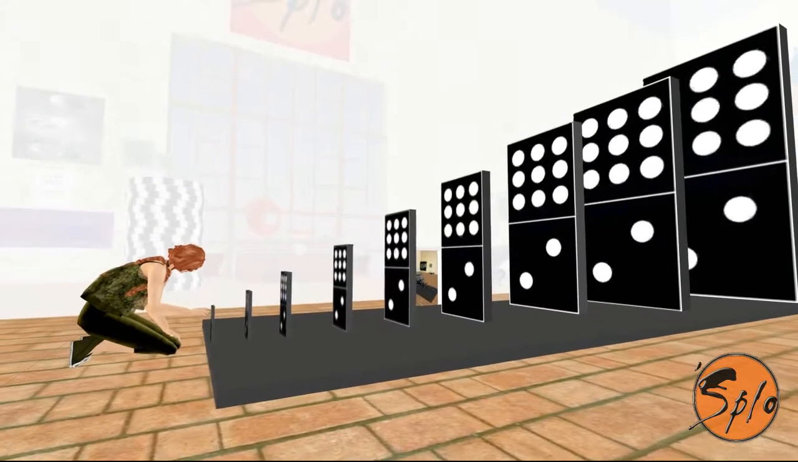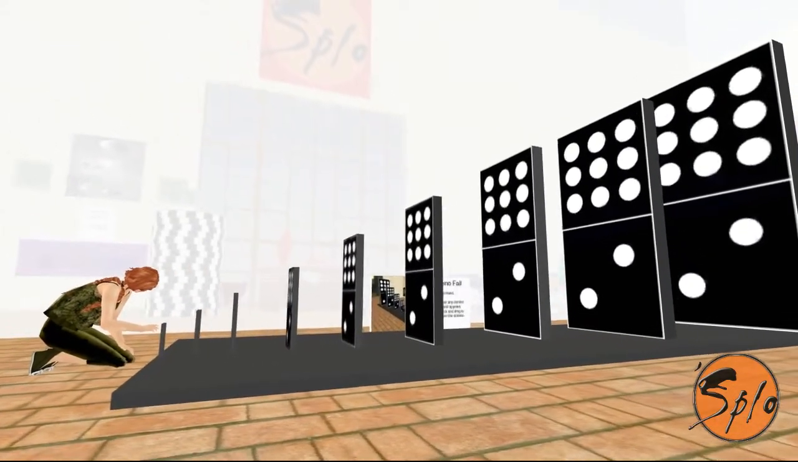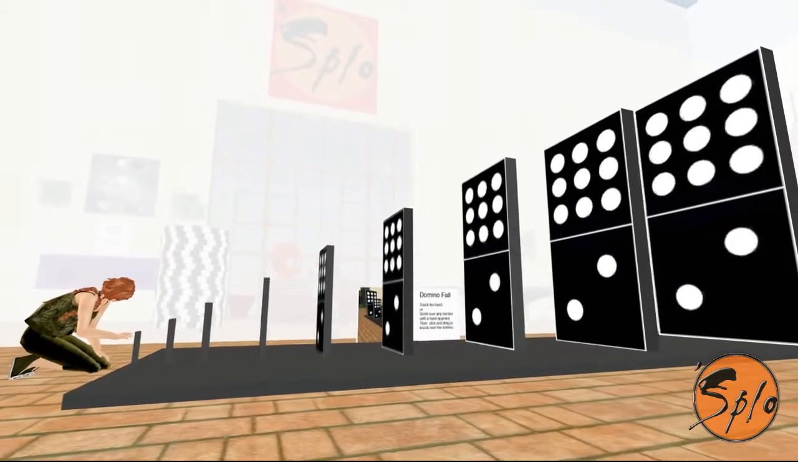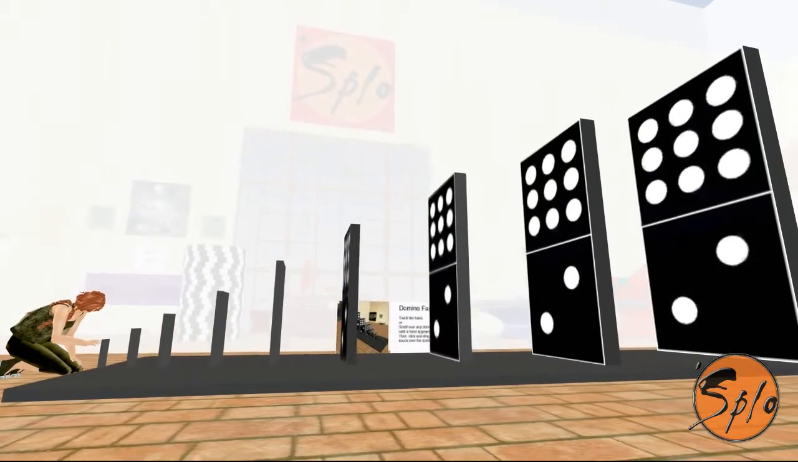The domino fall is comprised of 9 dominoes in increasing size. In order to knock down the biggest domino, all you need is the slightest energy to knock down the smallest domino.